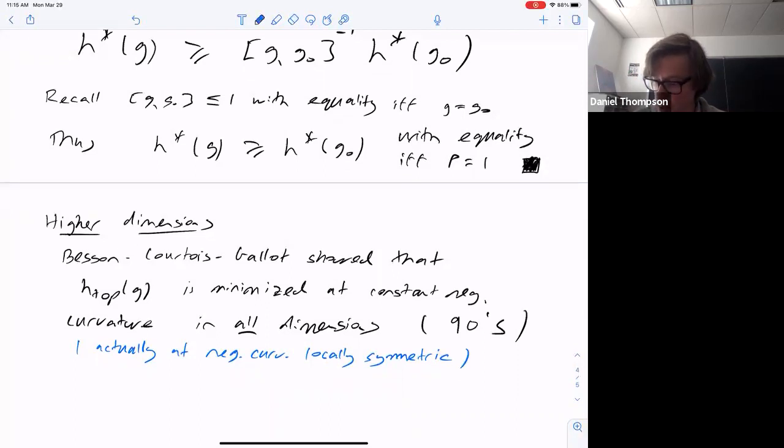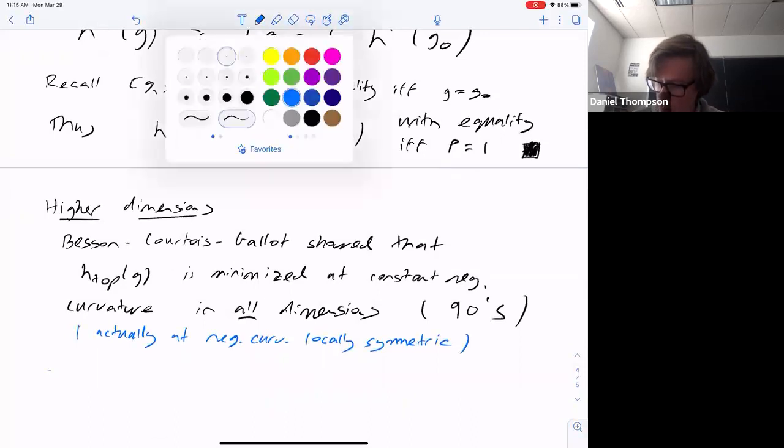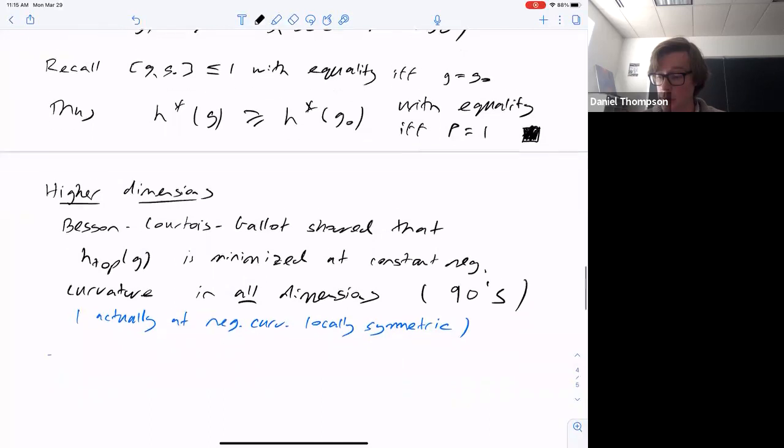Let me also mention, what are the names? Okay, I'm blanking. One of the two co-authors was Benson Farb. They also extended this, Besson, Courtois, and Gallo, to manifolds with cusps. So this is a really robust thing, but it needs really different techniques to get beyond surfaces.